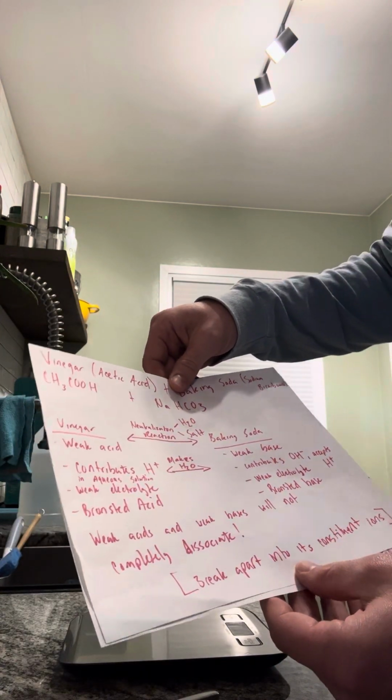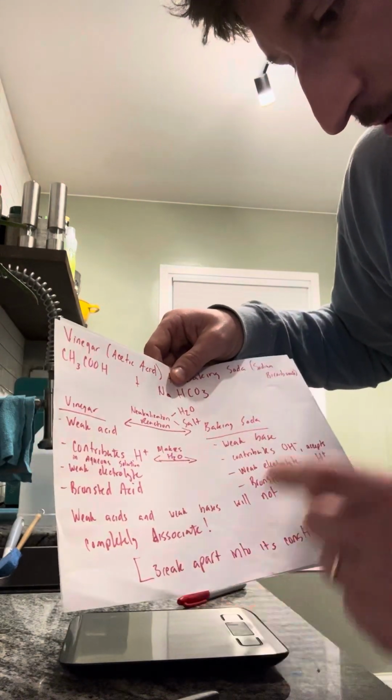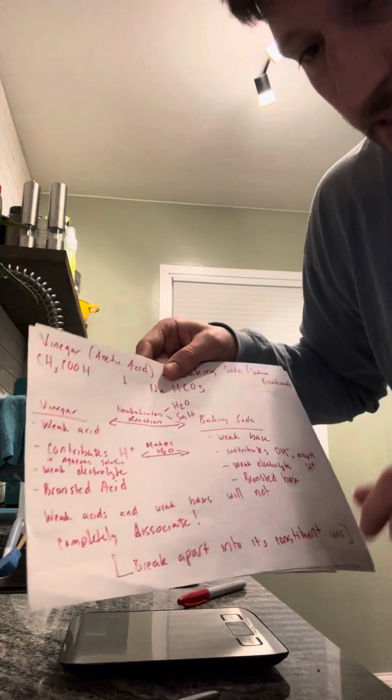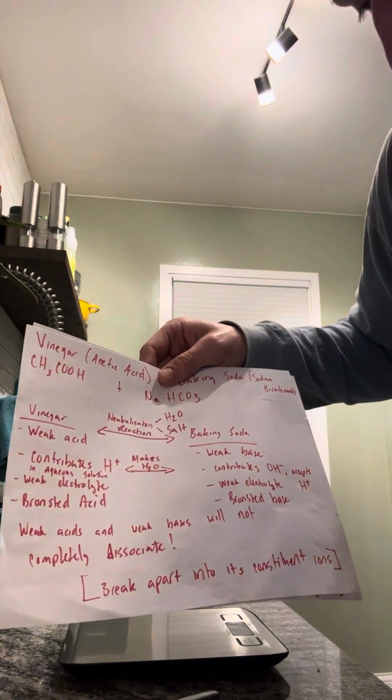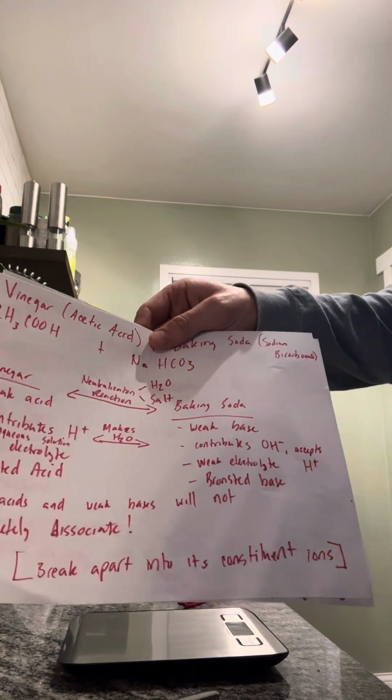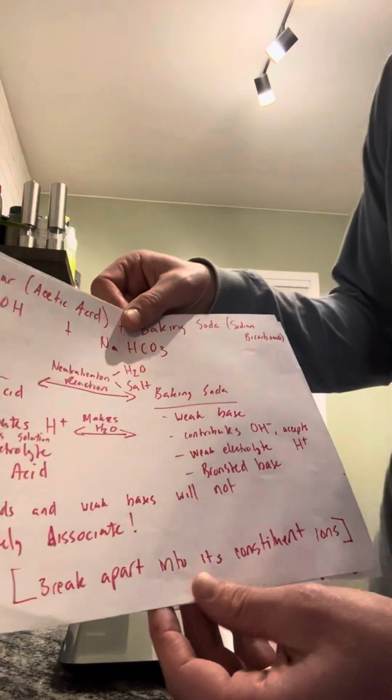So what else do we know about weak acids and weak bases is that weak acids and weak bases will not completely dissociate. Dissociation means they break completely apart into their constituent ions. So these ones we know will not. Okay.